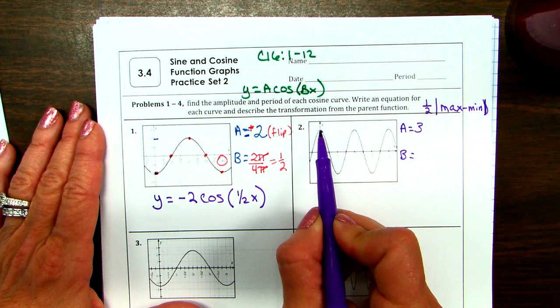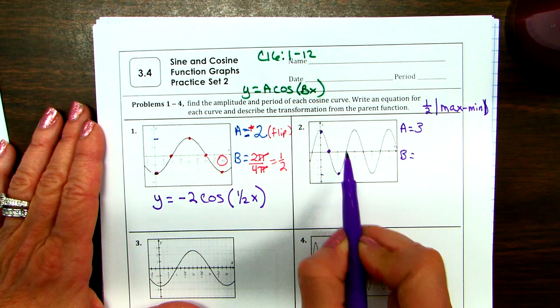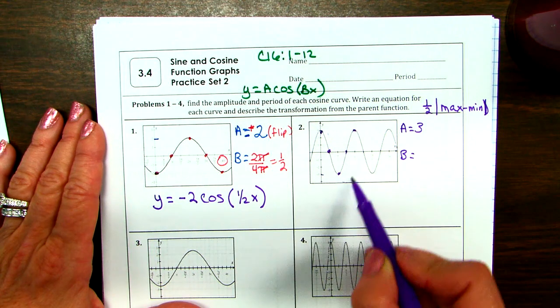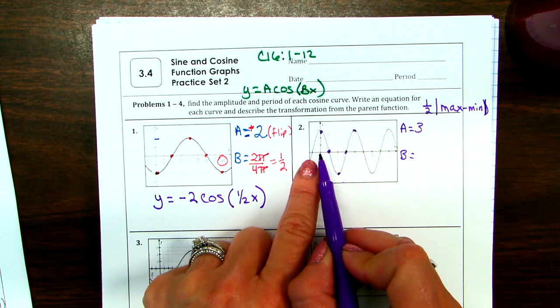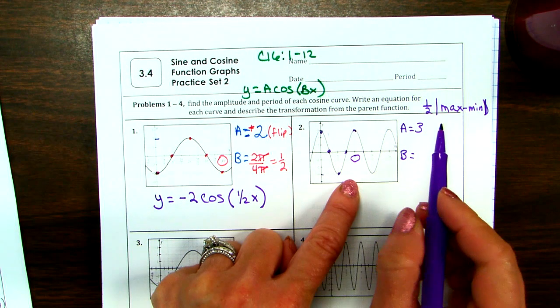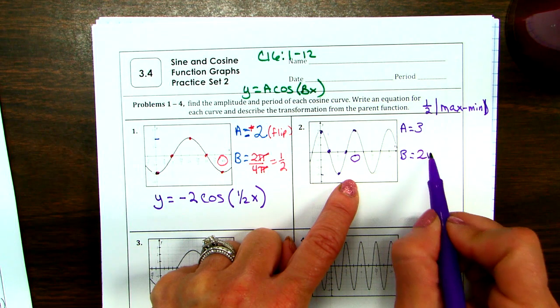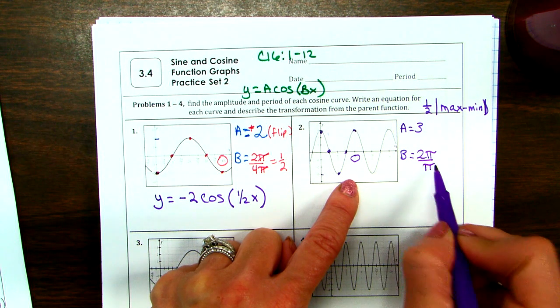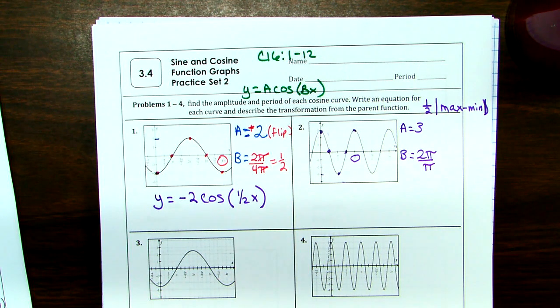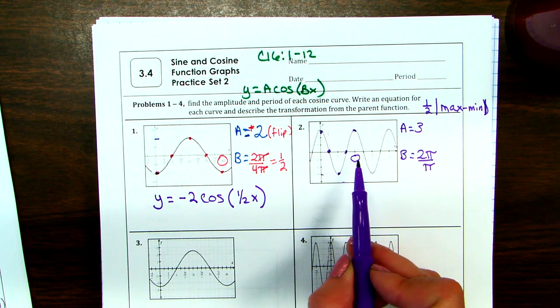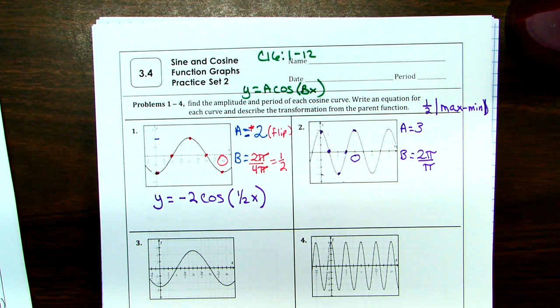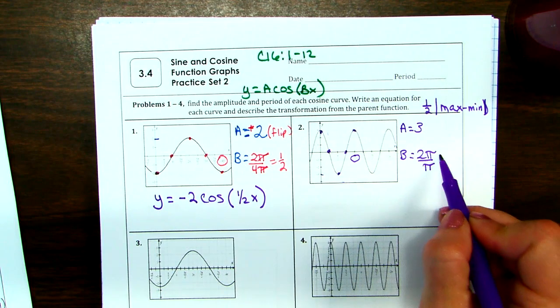We start up. So up, middle, down, middle, up. 5 points makes 1 period. So we go from 0 to pi. So to find B, we divide 2 pi by pi. The period, listen, the period of pi is not the B value. Period and B are not the same thing. They affect each other, but they're not the same.